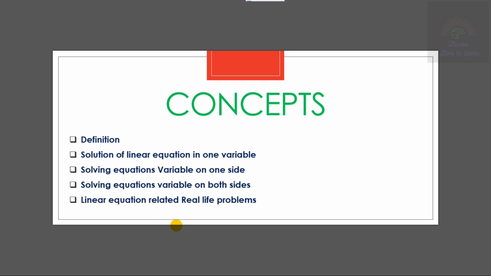So the definition, we'll learn the definition of this linear equation one variable, solution of the linear equation one variable, solving the equations variable on one side, solving the equations variable on both sides, that is either side, and finally we'll learn the equation related to real life problems.